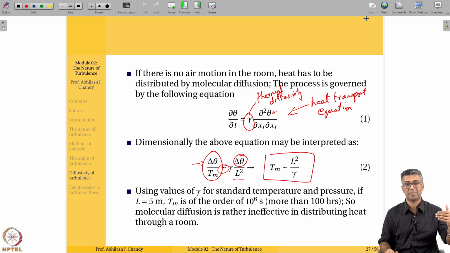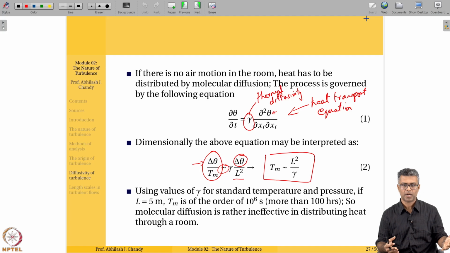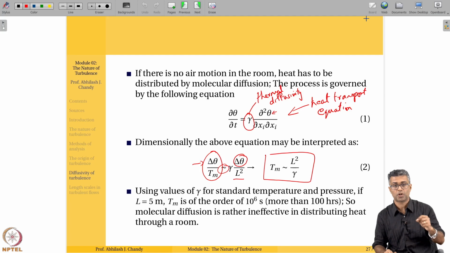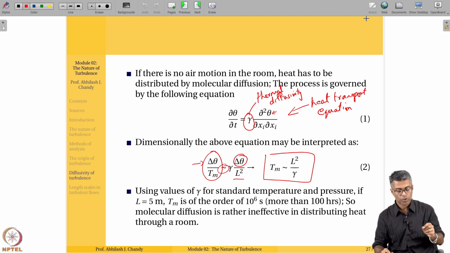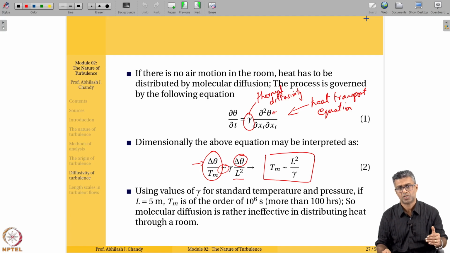On the left hand side it became delta theta over Tm, Tm being some kind of a time scale associated with this problem, a characteristic time scale. The m subscript was used because it is only molecular diffusion here, correct? Instead of heat transport due to turbulent flow. It is only molecular diffusion, there's no airflow. So we are using the subscript m and we represent the characteristic time scale as Tm.